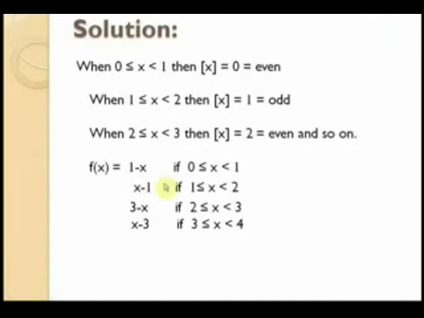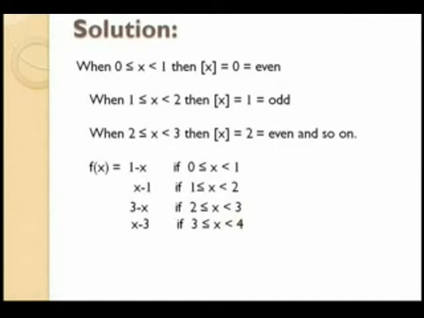Now f(x) is equal to 1 minus x when x lies between 0 and 1. This would be equal to x minus 1 if x is greater or equal to 1 and less than 2. Similarly, this would be equal to 3 minus x if x is greater or equal to 2 and less than 3. This would be equal to x minus 3 when x is greater or equal to 3 and less than 4, and so on. We can calculate for different values of x.